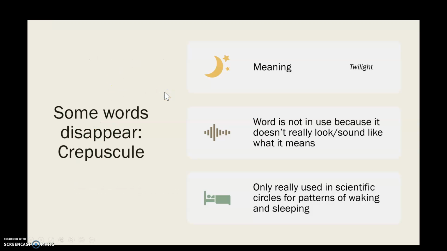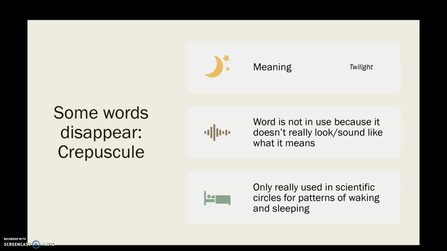Some words disappear entirely. The word crepuscule means twilight. The word's really not in use because it really doesn't evoke any sense of twilight. It really sounds more like a disease than it does a boil or something. So it's really only used in scientific circles for patterns of waking and sleeping.